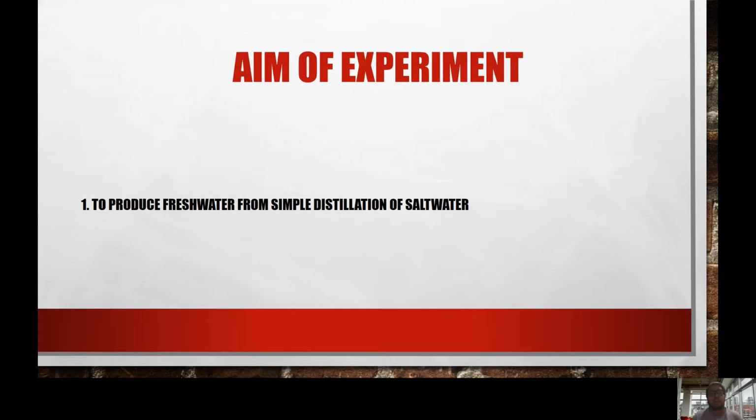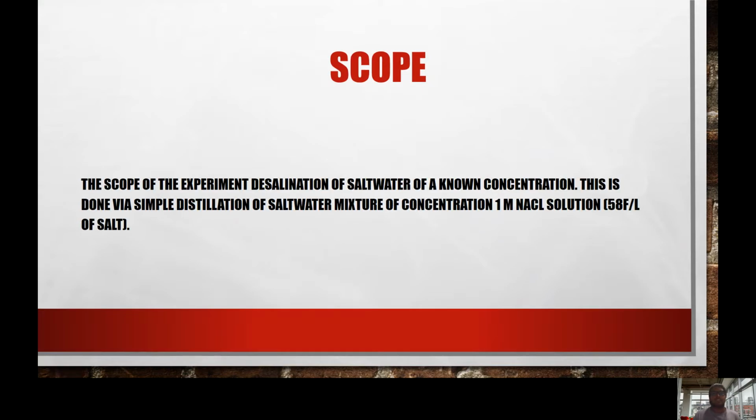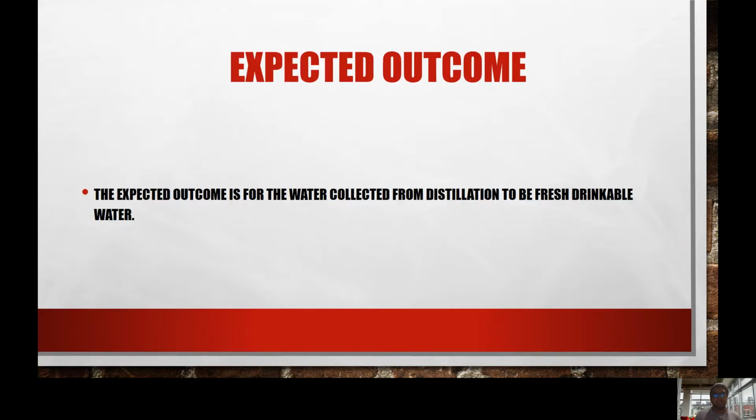So I have done a home experiment in which the aim of the experiment was to produce fresh water from simple distillation of salt water. And the scope of the experiment would be the desalination of salt water of a known concentration. This is done via simple distillation of a salt water mixture, in which the concentration was 1 mole NaCl. So 1 mole of NaCl meant 58 grams per liter of salt in the water. The expected outcome was for the water that was collected via the distillation to be fresh water or desalinated water, which is drinkable at the same time.